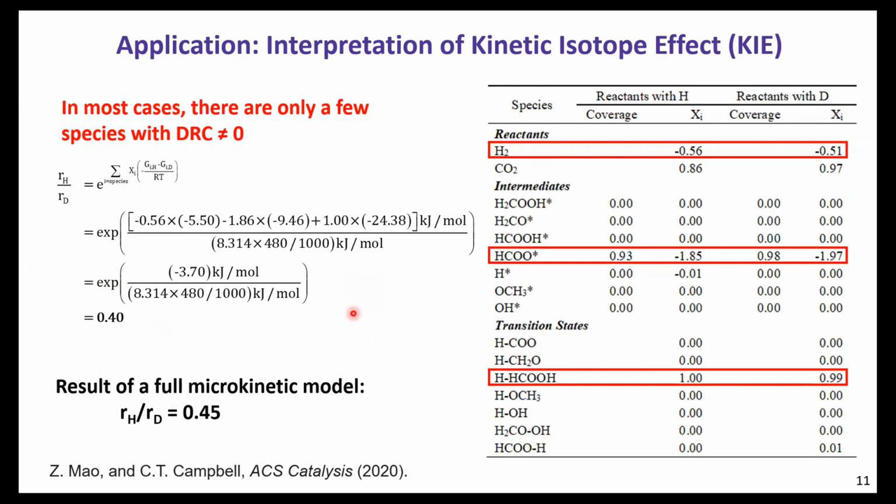It's interesting here because people usually think the rate determining step determines the kinetic isotope effect. But here you can see this is the transition state in the rate determining step. But hydrogen and formate are not, yet they contribute to the KIE. Acetic acid is in the rate determining step, but it has no effect on the KIE based on the DRC analysis.